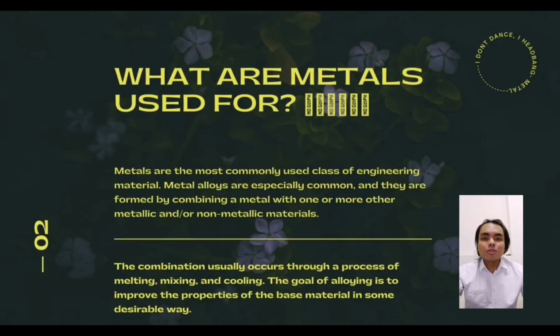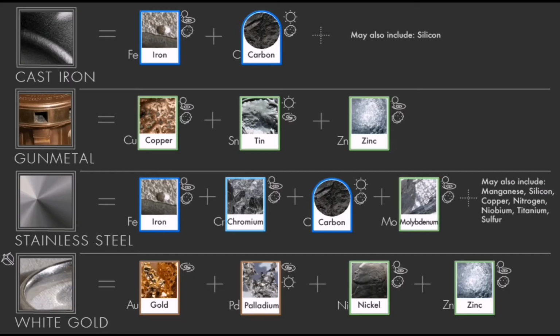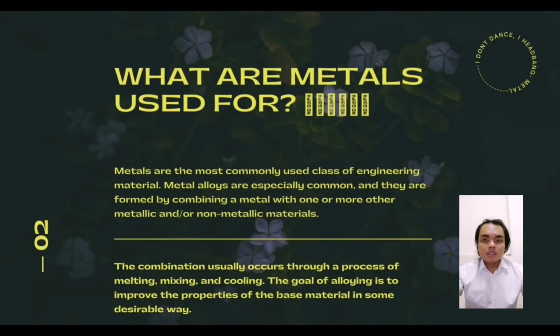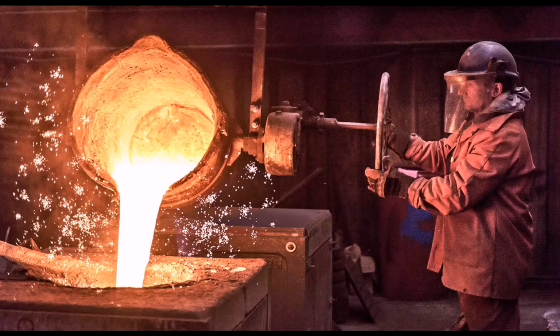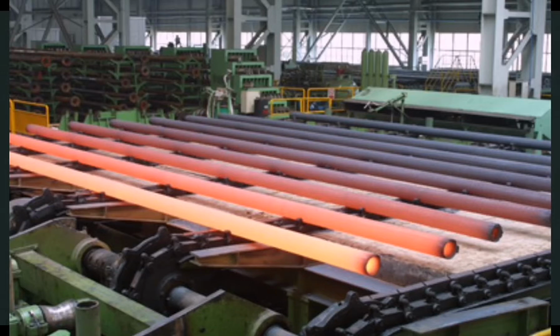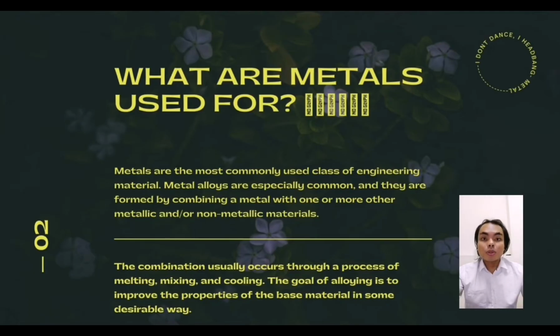Metals are a commonly used class of engineering material. Metal alloys are especially common, and they are formed by combining metal with one or more metallic and or non-metallic materials. The combination usually occurs through a process of melting, mixing, and cooling. The goal of alloying is to improve the properties of the base material in some desirable way.